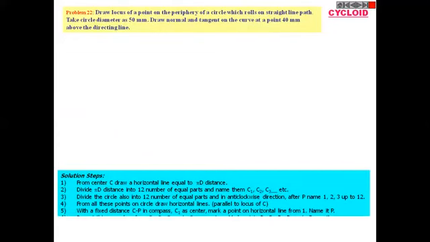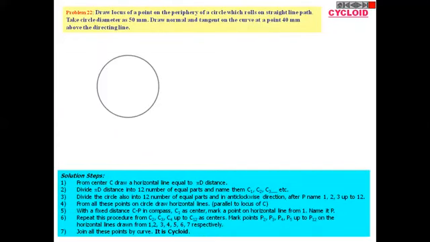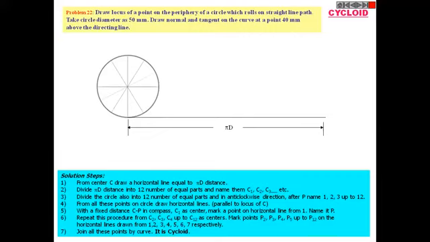Next is a cycloid. Draw the locus of a point on the periphery of a circle which rolls on a straight line path. Take a circle of diameter 50 mm and draw the normal and tangent on the curve at the point 40 mm above the directing line. Okay, how much diameter? 50 mm. Draw the 25 mm radius circle. Then draw the pi d. Then divide the circle into 12 equal parts.